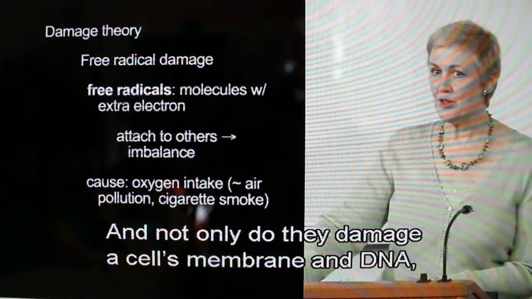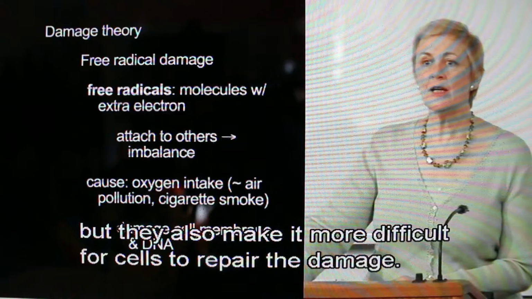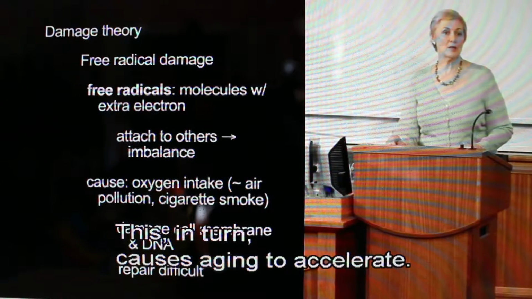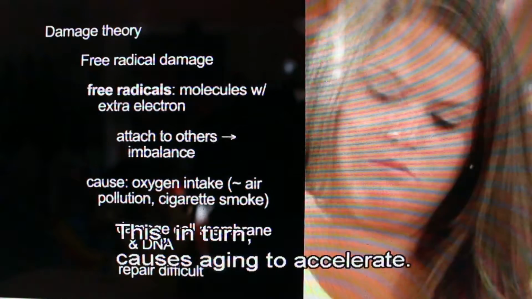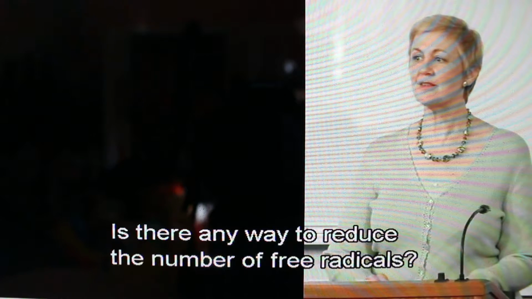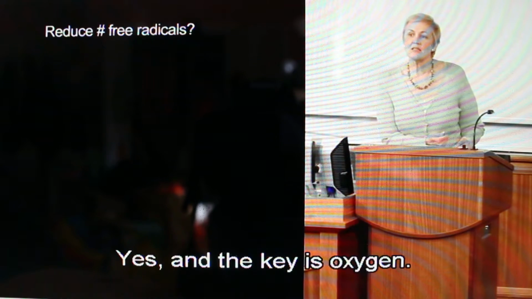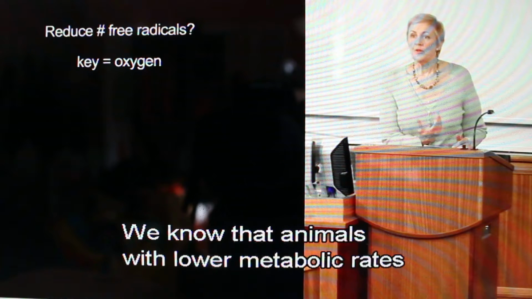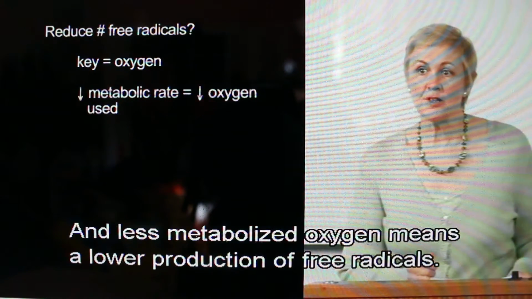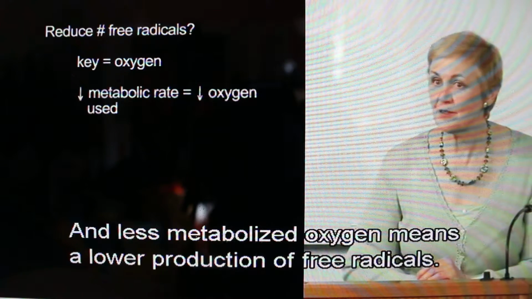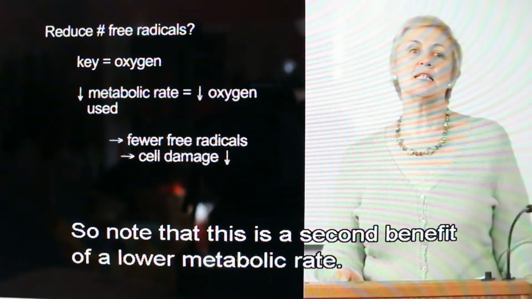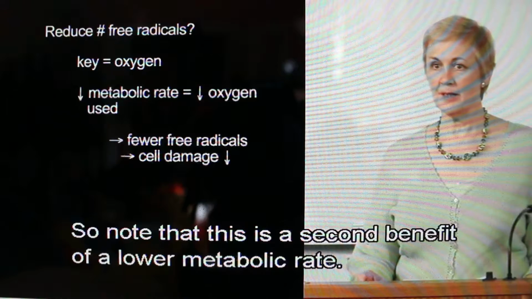And not only do they damage a cell's membrane and DNA, but they also make it more difficult for cells to repair the damage. This, in turn, causes aging to accelerate. So, is there any good news here? Is there any way to reduce the number of free radicals? Yes, and the key is oxygen. We know that animals with lower metabolic rates metabolize less oxygen, and less metabolized oxygen means a lower production of free radicals, which means less cell damage. Makes sense? So note that this is a second benefit of a lower metabolic rate.